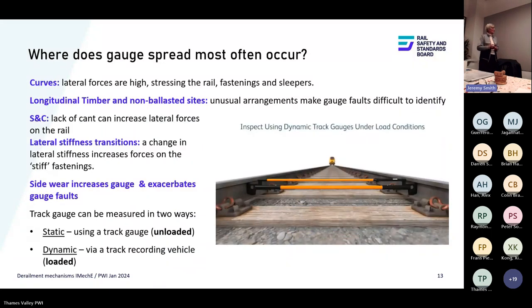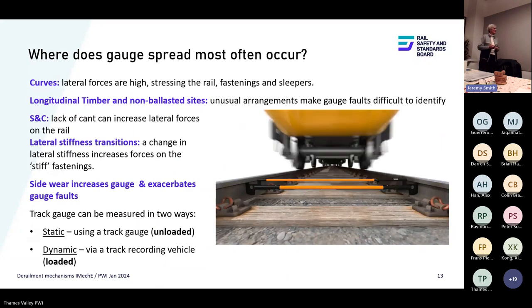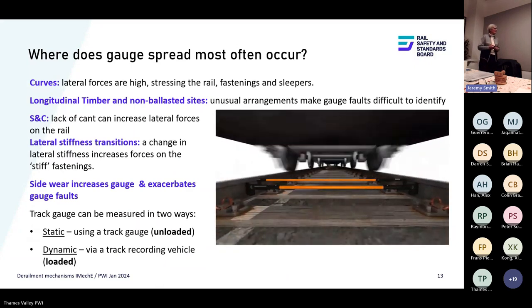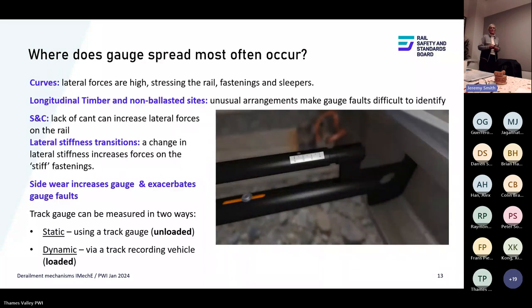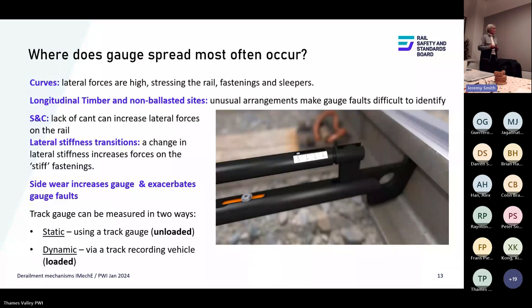So where does it most often occur? There's another little animation over there showing you the sort of difference between static and dynamic, as they call it, gauge. It can be quite significant, the difference, as you'll see on a later picture. Curves, again, unusual arrangements like longitudinal timbers on bridges where you might find tie bars between the timbers, but they may or may not be doing their job very well. They're difficult to manage gauge and they're difficult to spot.